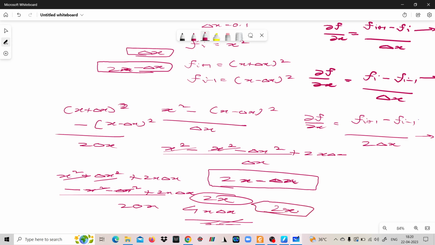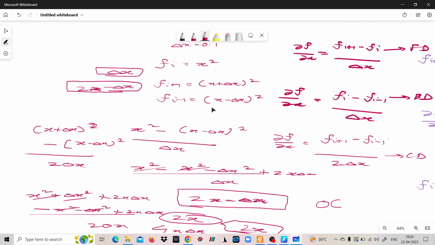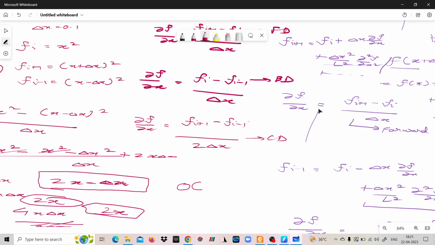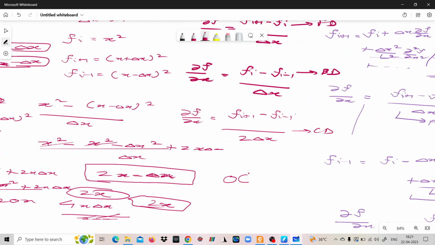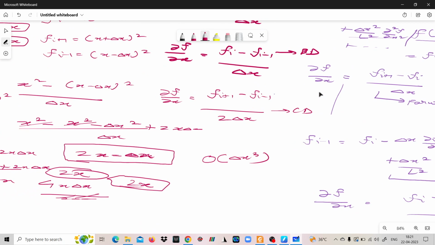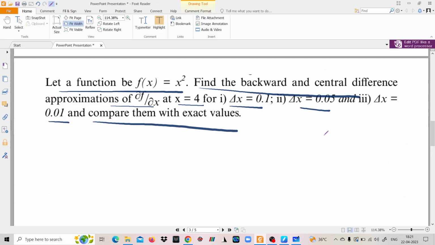Okay, so why is this happening? Because of the order. What is the order of the central difference? The order of the central difference is delta x cube. And what was the order of the backward difference? For the backward difference the order is delta x square. So that is the reason. Okay, so similarly you try for other problems, you find the numerical value.